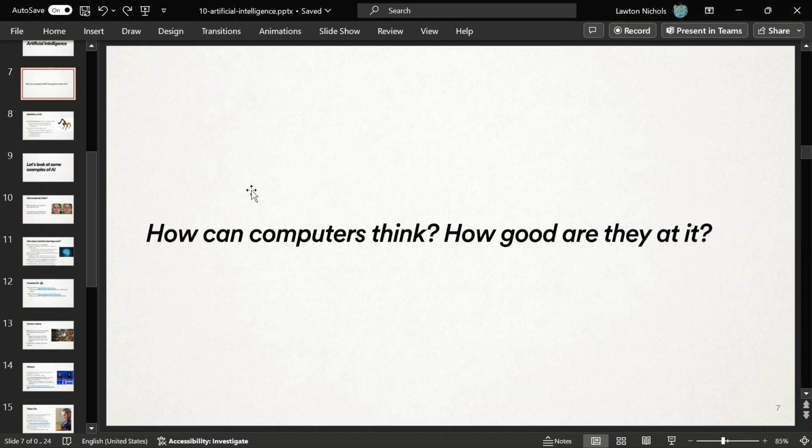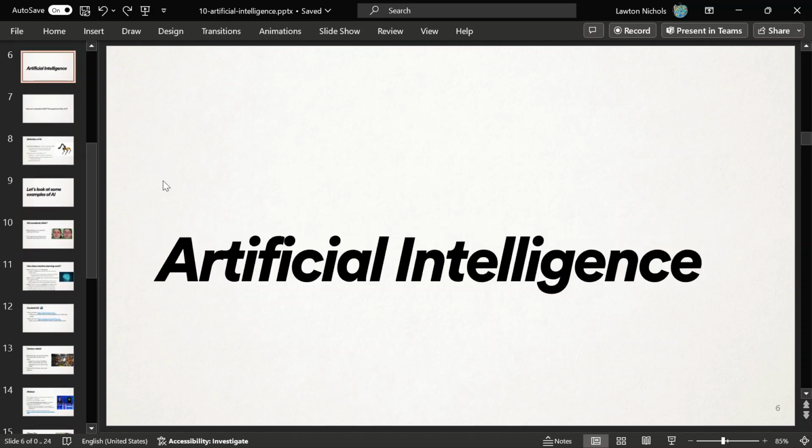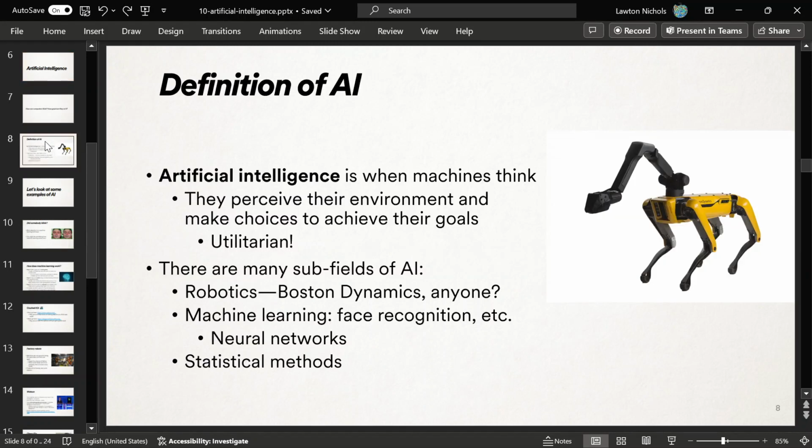This whole topic can span multiple undergraduate and graduate computer science classes, so I'm only going to give you a taste. Hopefully you like what you hear and you'll go and study it some more later. So let's first define artificial intelligence. What does that even mean? It's just when computers or machines think in some way, for some definition of think.